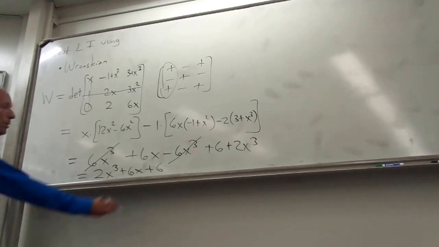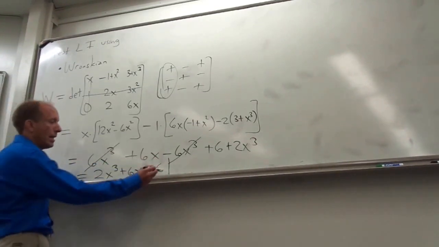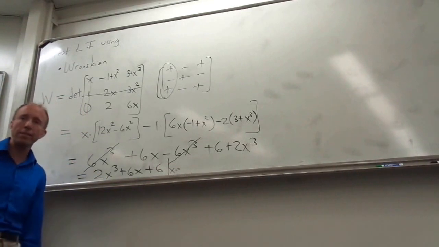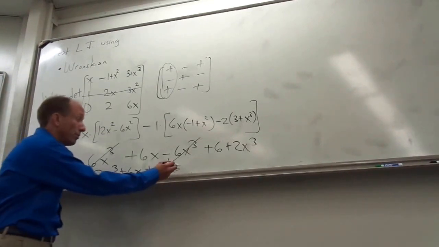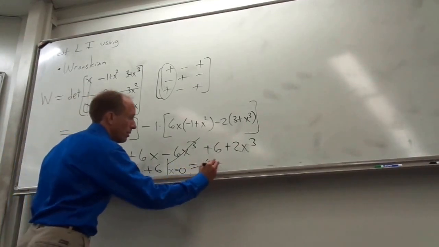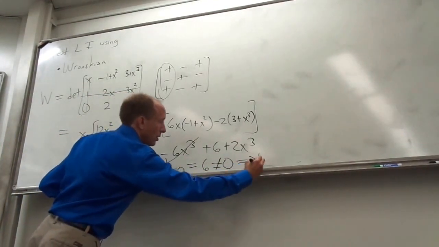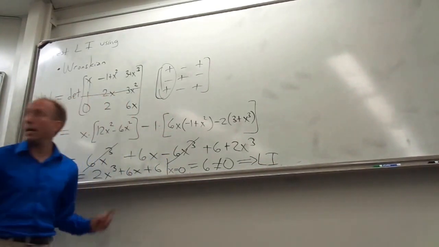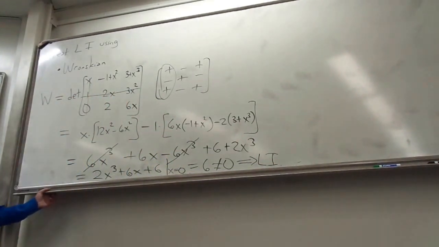Now, as long as you can plug in an x value that makes it non-zero, your vectors will be linearly independent. So I would simply evaluate this one now at any value of x that's not going to give me 0. I could plug in 0 for x if I wanted. That would be the easiest. It just gives me 6, which is not 0. And if it's not 0, then the vectors are definitely linearly independent. Make sense?